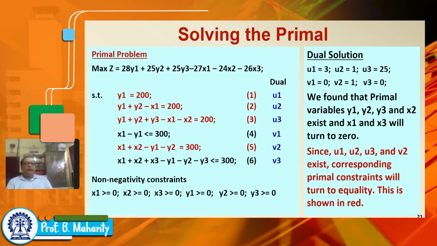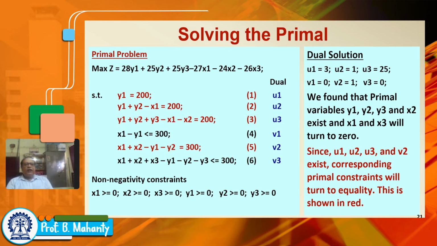So you see y1 is equal to 200, y1 plus y2 minus x1 is equal to 200, y1 plus y2 plus y3 minus x1 minus x2 equal to 200, and x1 plus x2 minus y1 minus y2 will now become 300. So also we knew that x1 and x3 become 0. Now, if those facts are already known, that these are equalities and x1 and x3 are equal to 0, can you tell very clearly what should be the values of y1, y2, y3, x1, x2, x3? Can you work them out now?